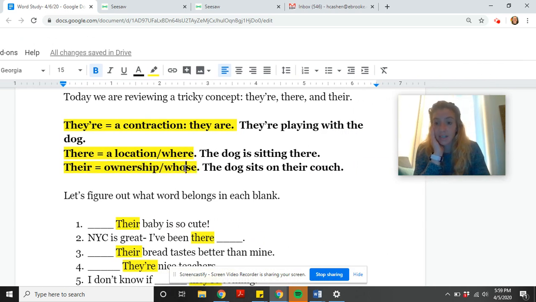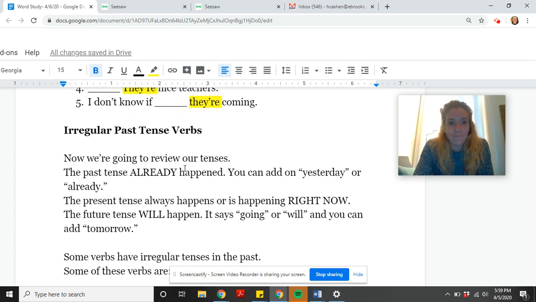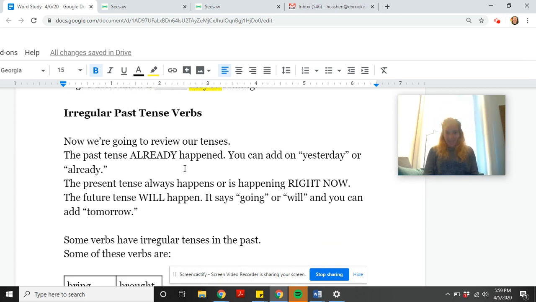There is a location. They are there. And then their shows whose couch? Their couch. All right. Now we're going to review our tenses.